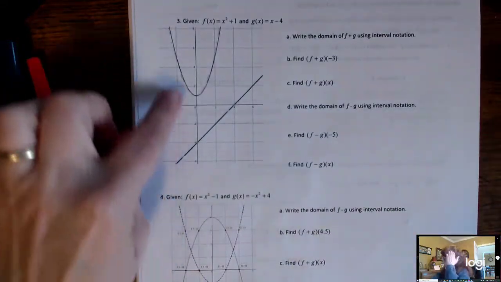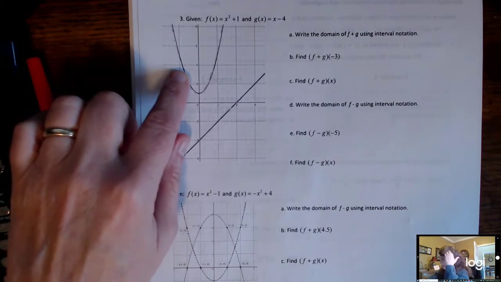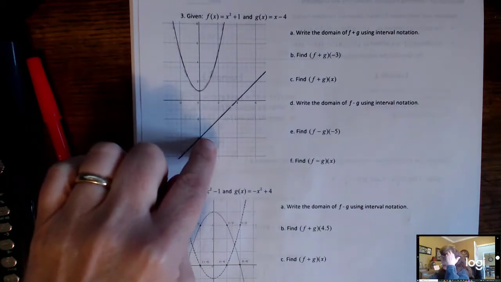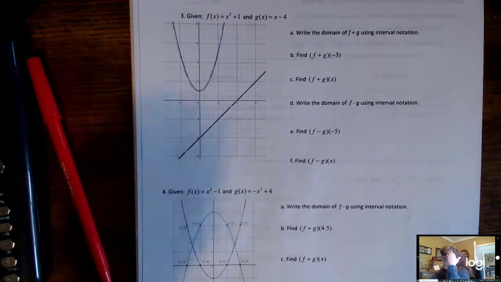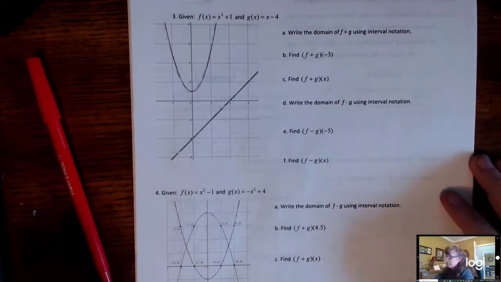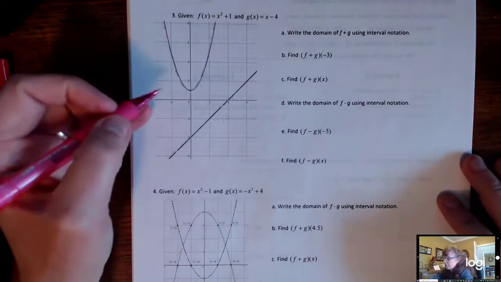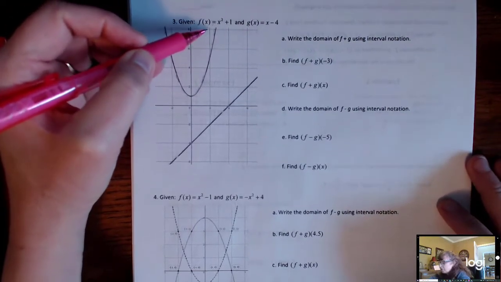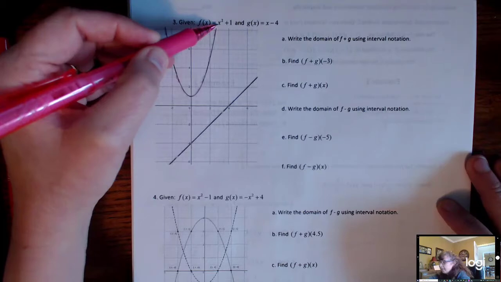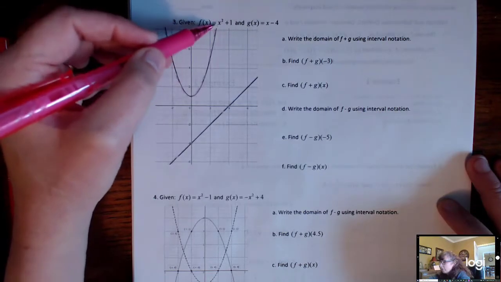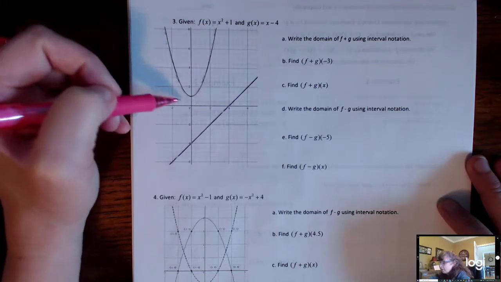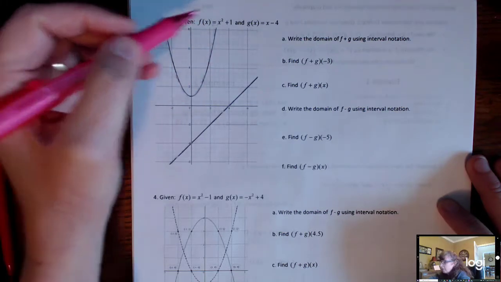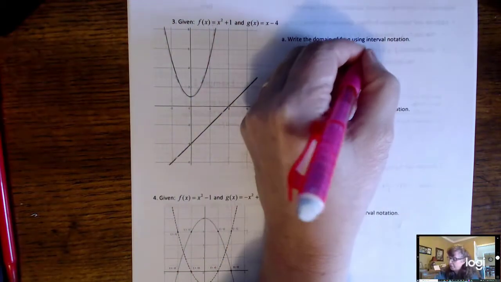So here's another graph. What happens when you add a parabola to a line? All right, we're going to do it symbolically. First of all, the domain of f plus g. Well, if you look at the equations, we only know there's a few restrictions. There's not many. You can put anything in and square it and add 1. So this domain is all real numbers. The graph shows you that. You can put anything in for x and you'll get a y. This is all real numbers, so this is easy. The domain of f plus g is all real numbers.